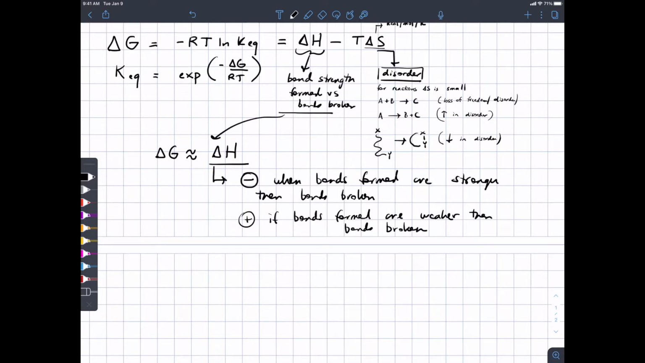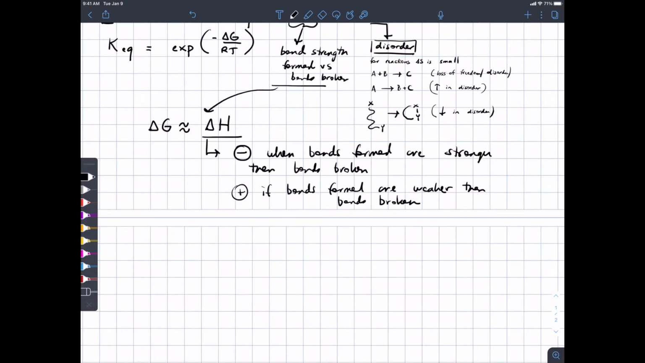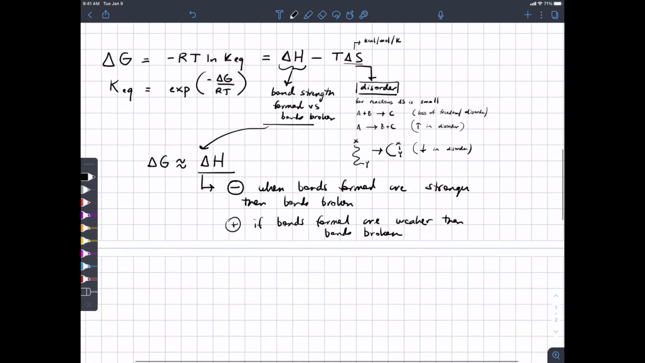Sorry about penmanship there. Okay, so that's pretty straightforward, and that sort of makes sense in a process. If you make more stable bonds than you used to have, that's going downhill in free energy, so that ought to be favorable and spontaneous and so on. So the real question is, how do we develop some intuition for whether the bonds you form are more or less stable than the bonds that you broke? And the answer is just by practice.